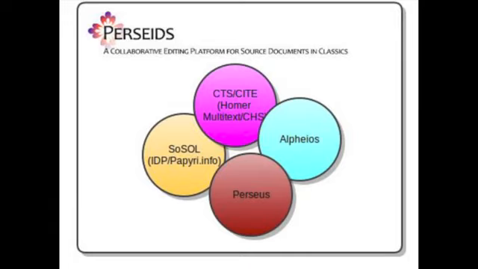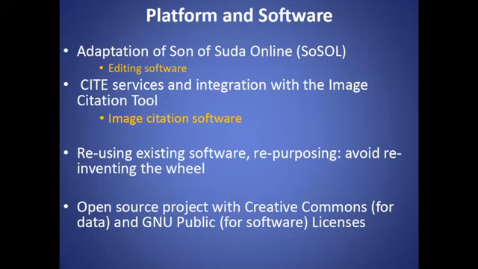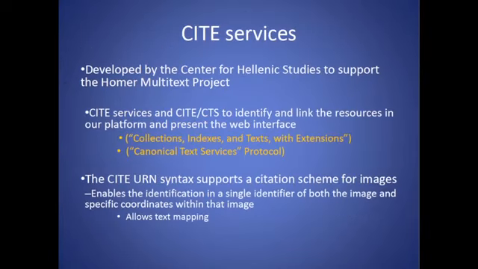So a conglomeration of what resources? The site services. So this was, of course, developed by the Homer Multitext team. What the site services do is allow to link text and image. So we have various tools that are inherited from their work.